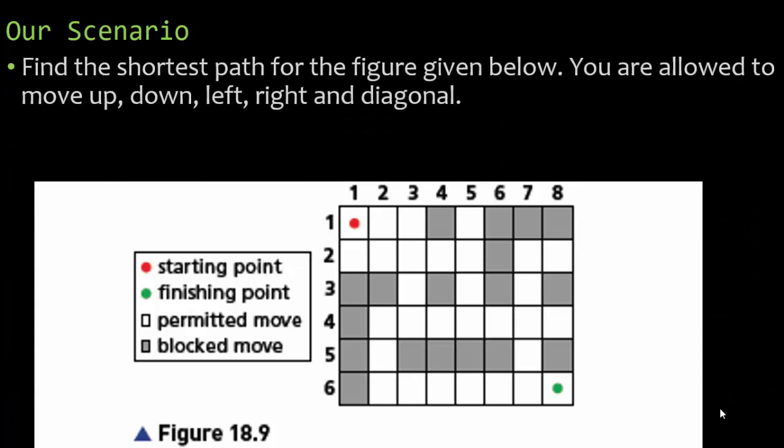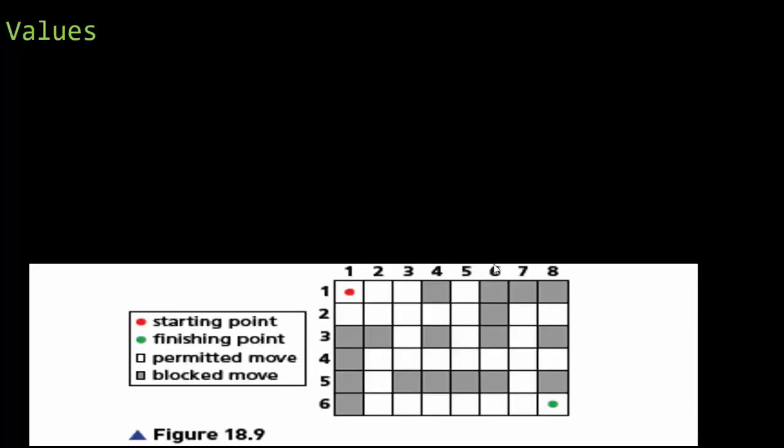So here's our scenario. They tell us to find the shortest path for the figure given below. So they give us a graph here to work with. You're allowed to move up, down, left, right, and diagonal. Make note of the legend. We have our starting point, and we have our ending point, or our finishing point, they call it. We are allowed to move inside the white squares. We are blocked by the gray squares. So as long as we make note of that, we're good to go.